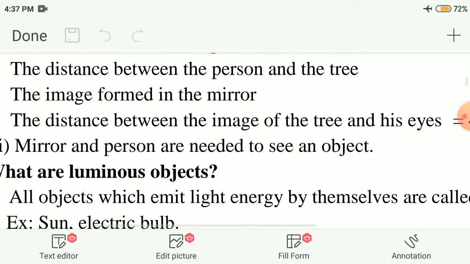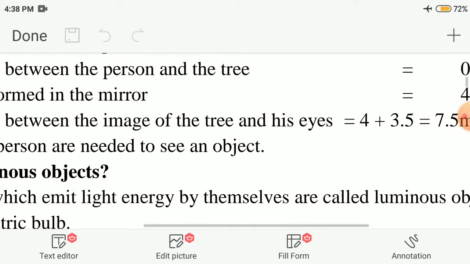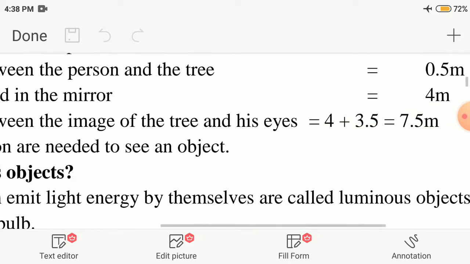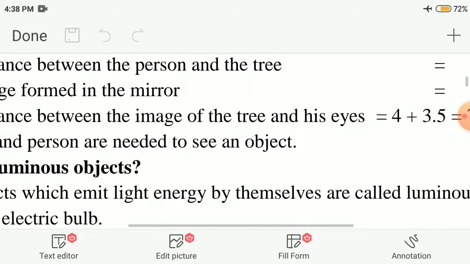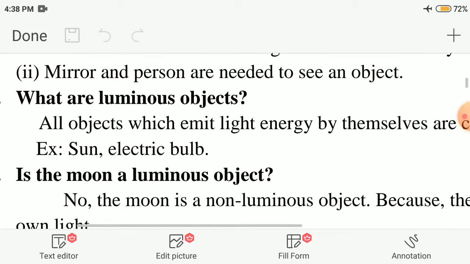Mirror and person, these two things are needed to see an object. The distance is 7.5 meter.